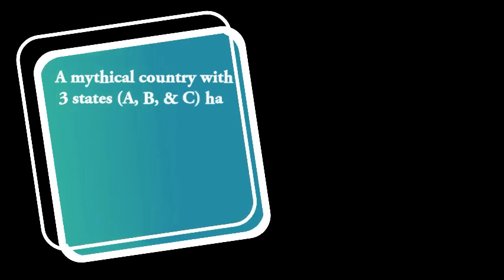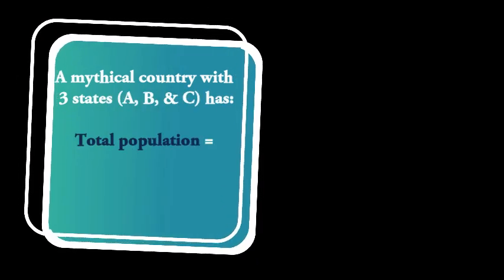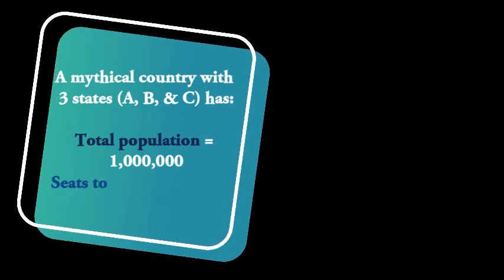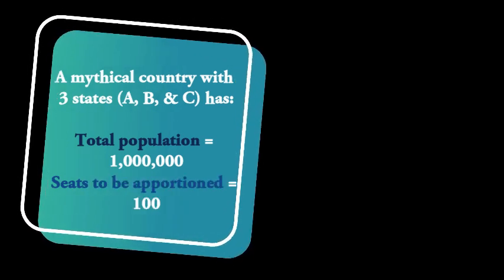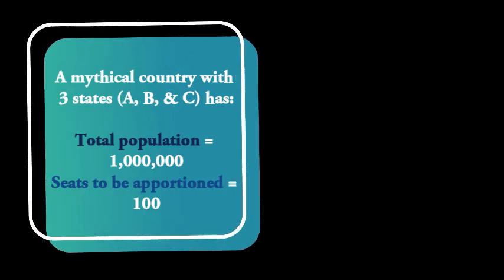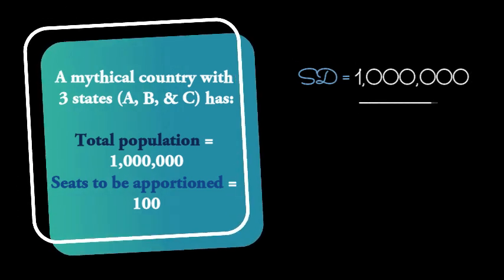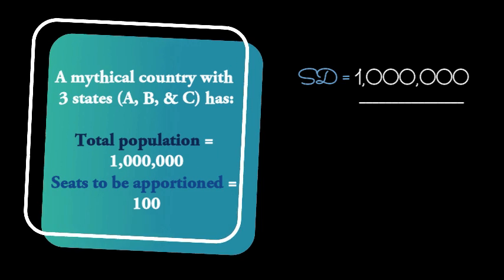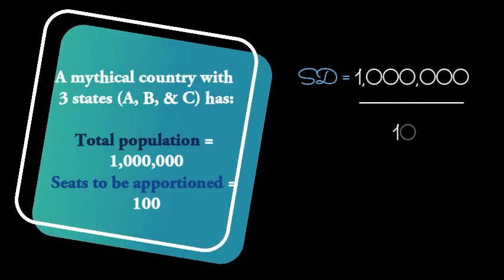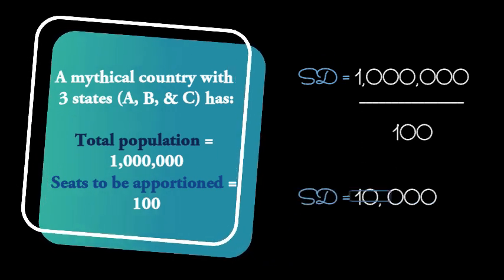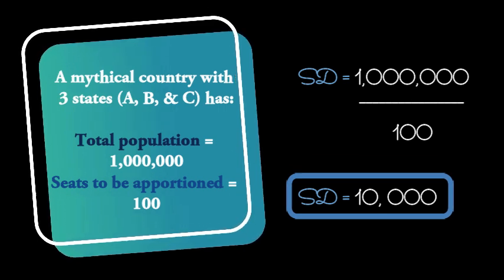So for example 1, a mythical country with 3 states, A, B, and C, has a total population of 1 million. There are 100 seats to be apportioned to the 3 states. The standard divisor is therefore SD equals 1 million divided by 100, which gives us a total of 10,000. We will use Hamilton's method to apportion the seats.